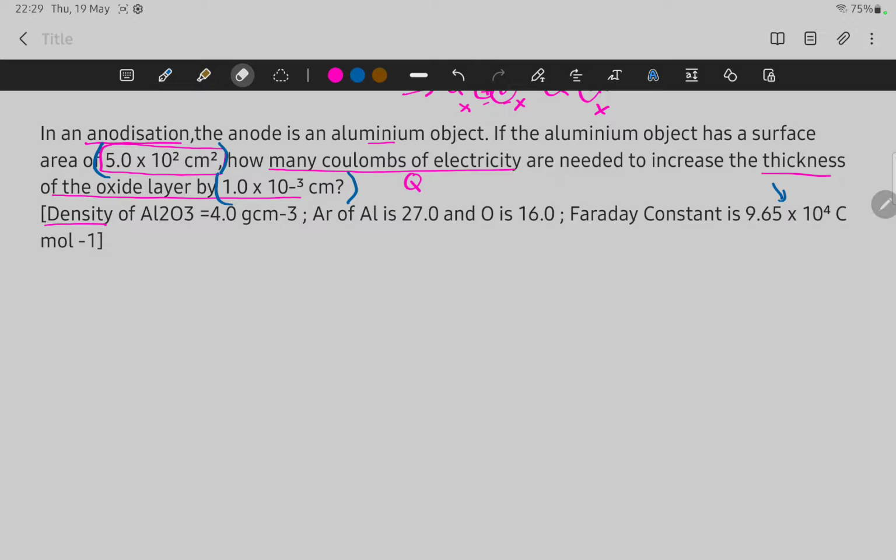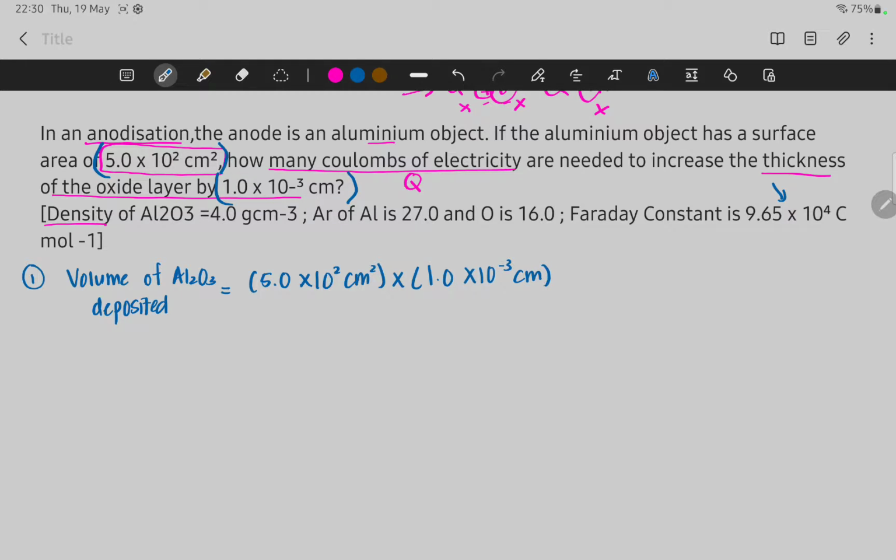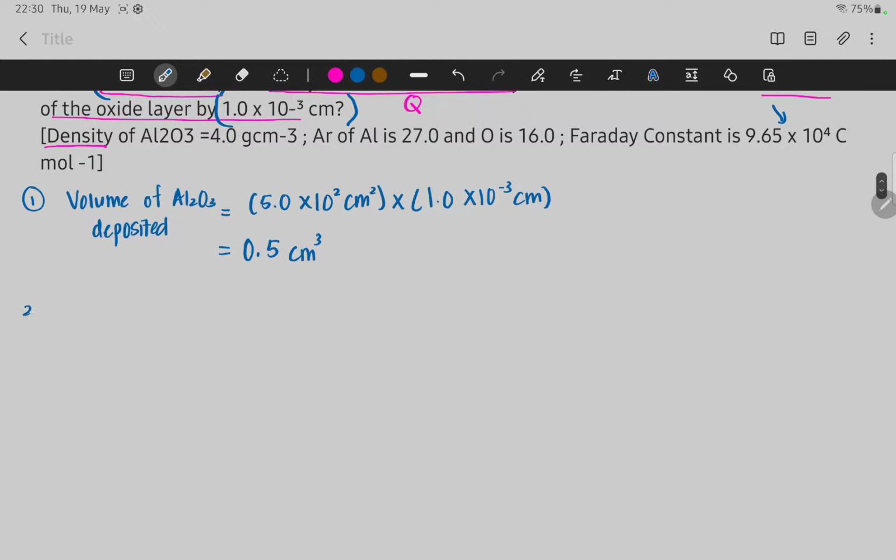Alright, we're going to look at the flow and go step by step. The first thing I'm going to do here is calculate the volume of Al2O3 deposited. You multiply 5.0 times 10 to the power of 2 cm squared by 1.0 times 10 to the power of minus 3 cm. After you do some calculation, you end up getting 0.5 cm cubed. So here's the volume, and now you can insert this to get your mass of Al2O3 being deposited.